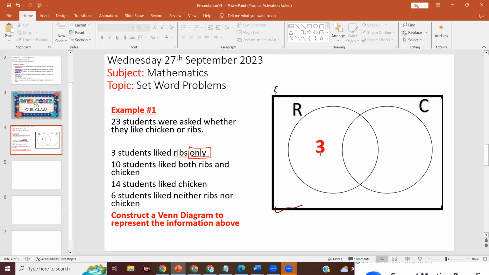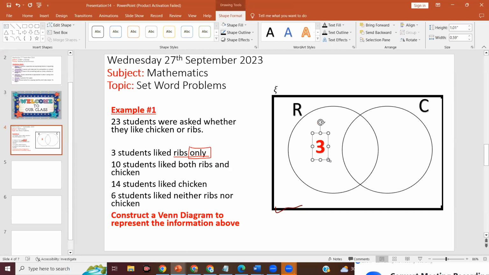Now, what goes in the middle? 10. Very good. Why you say 10? Because 10 students like both ribs and chicken. Very good. So it's going to be 10. All right. So far we know 3 students like ribs only, and 10 students like both ribs and chicken.